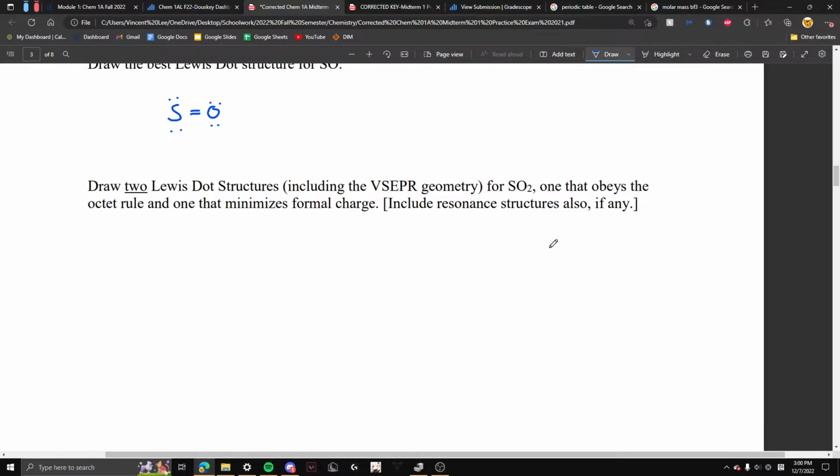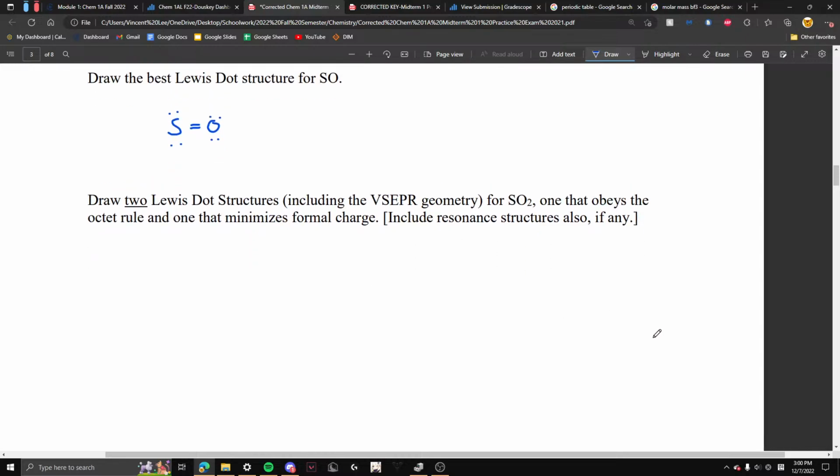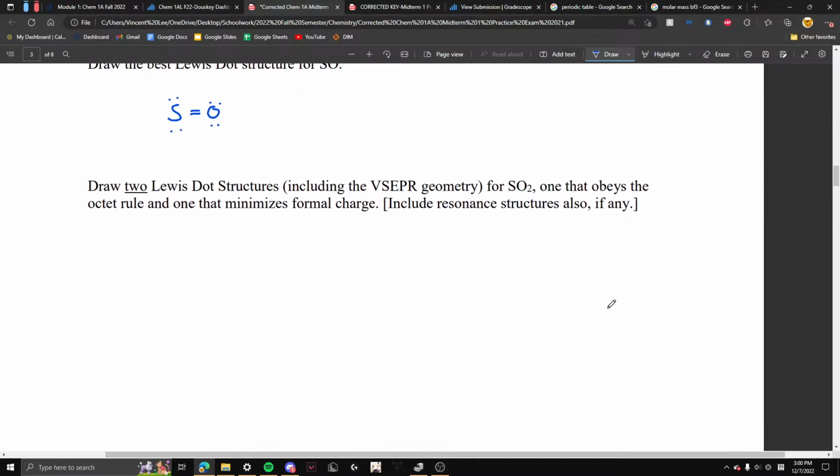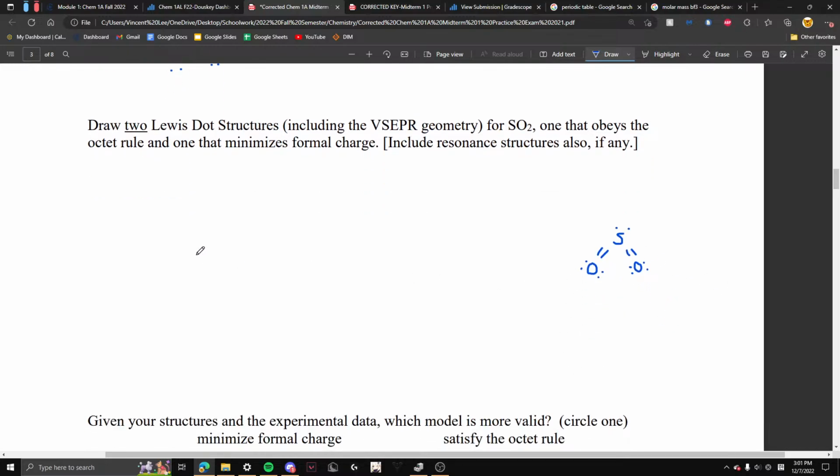And then draw two Lewis dot structures, including VSEPR, for SO2, one that obeys octet and one that minimizes formal charge. So the one that minimizes formal charge means that the sulfur would have to double bond twice to the oxygens, I think. Wait, one that obeys the octet. Oh, so if I wanted this to be happy with formal charge, it'd have an extra thingy. So this disobeys the octet rule. And then one that does obey the octet rule would look more like this, I think.